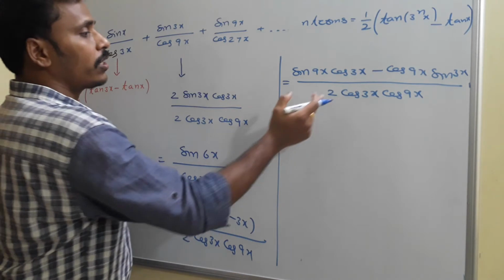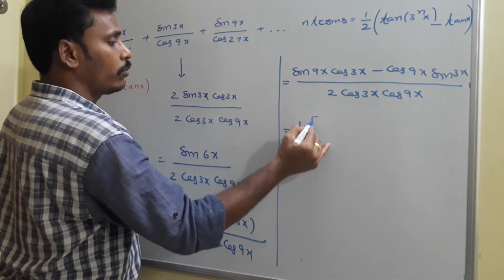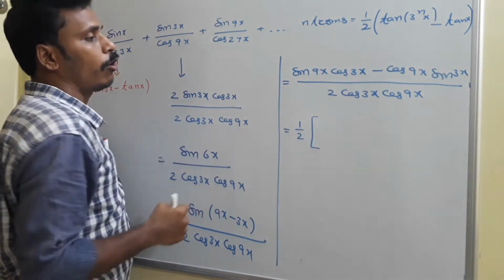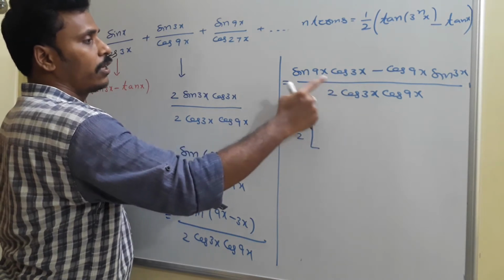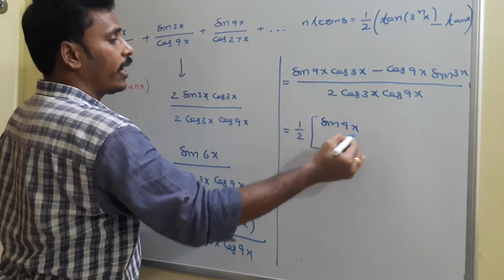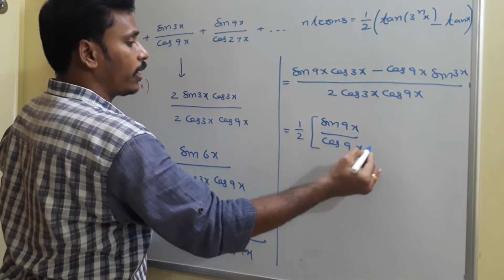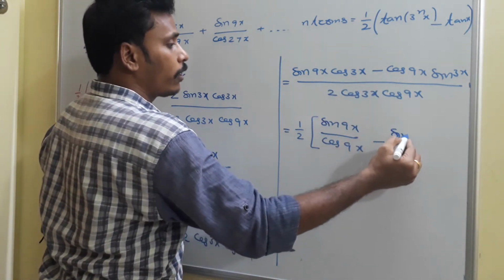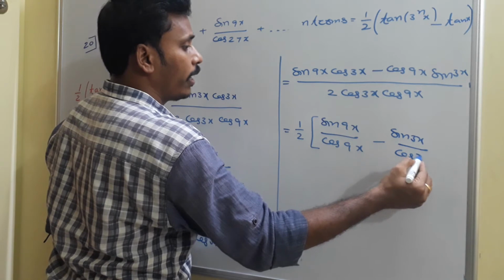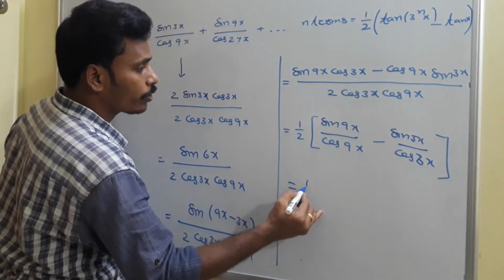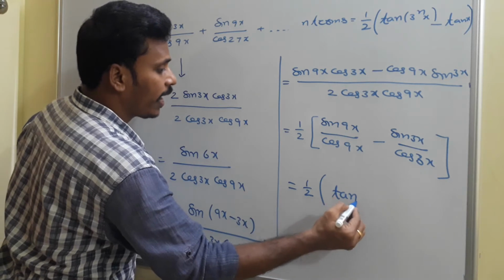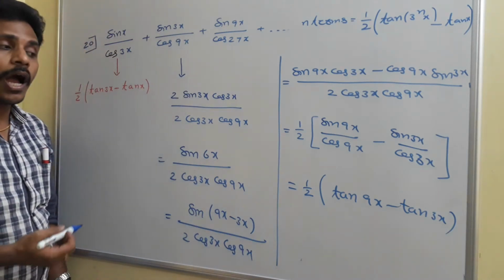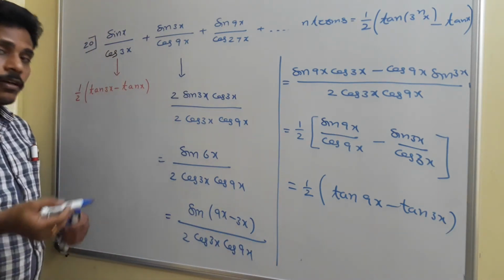Now you separate these two, just like 1 by 2, and then as I mentioned, first part by the denominator, second part by the denominator. Here cos 3x will get cancelled. You are left with sin 9x divided by cos 9x minus, and in the second part cos 9x will get cancelled. You are left with sin 3x divided by cos 3x, and that is equal to half of, this is what, tan 9x minus tan 3x.